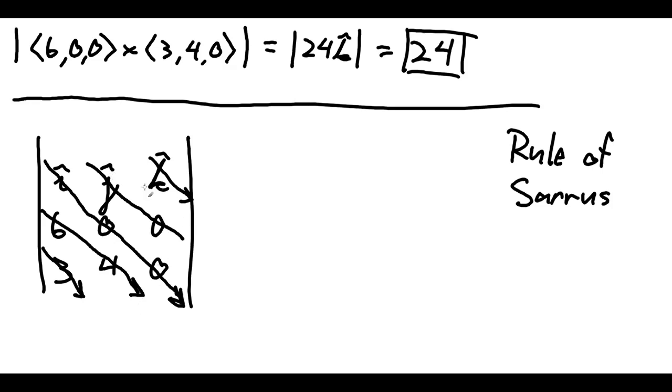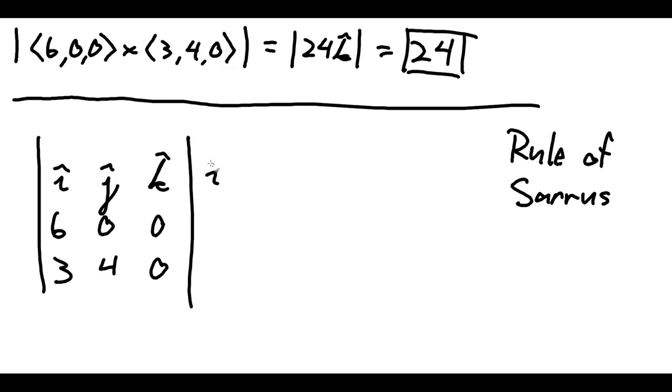That can be weird to keep track of, so many students find it much easier, instead of trying to mentally wrap around, to recopy the first 2 columns of your 3x3 matrix. So the first column, we have i, 6, 3. The second column, we have j, 0, 4. Now once you do that, that allows us to write all 3 forward diagonals and all 3 backward diagonals.